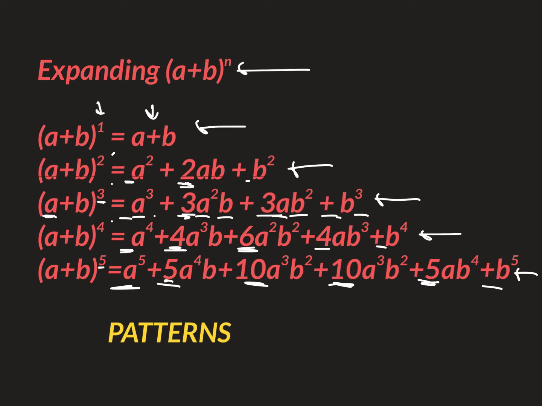One more thing, or two more things. Number one, your second coefficient, 2, 3, 4, and 5, and these are the same as your exponent. I can't remember if we did that one or not.